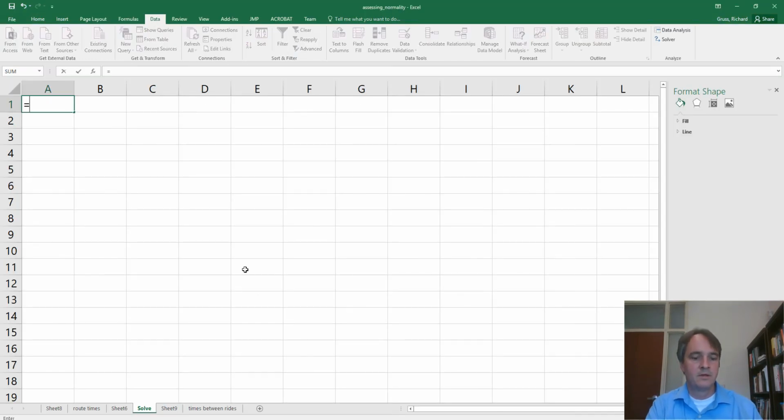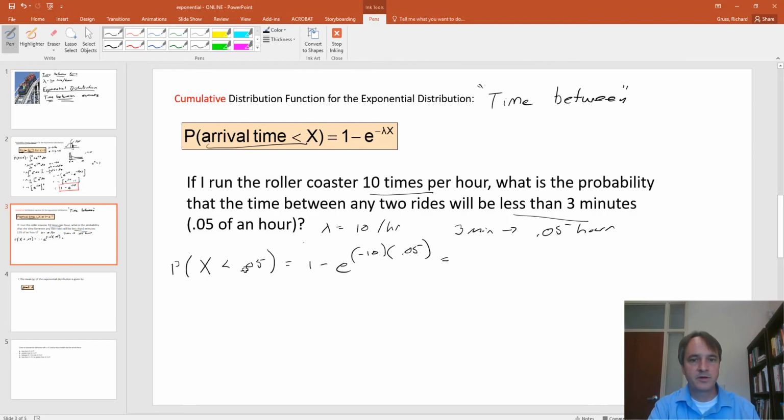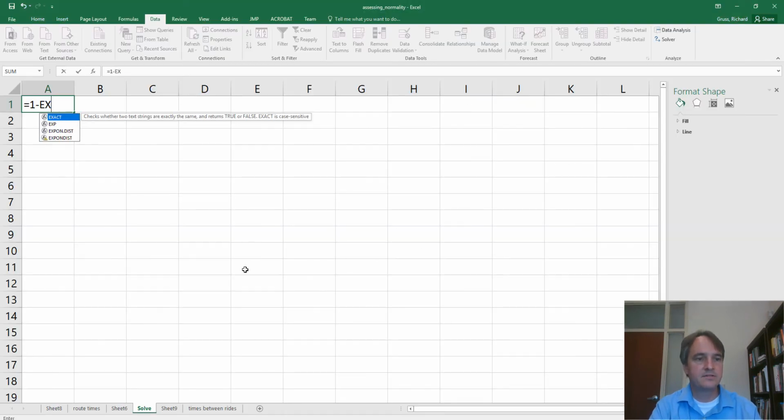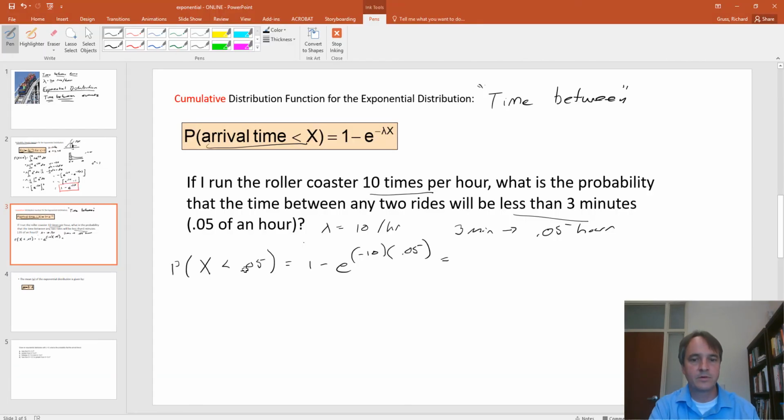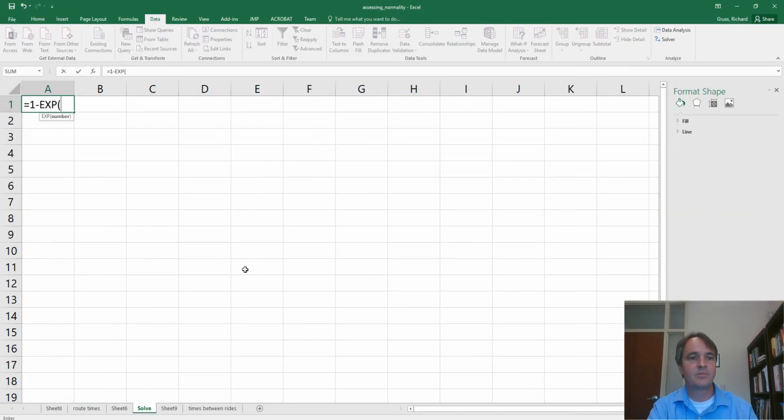So it's just going to be equal to 1 minus, and then the way you express that e in Excel is just exp. The exponentiation function is going to be taking e up to whatever you put in the parentheses afterwards. So that's going to be negative 10 times 0.05. And remember that this is our probability.